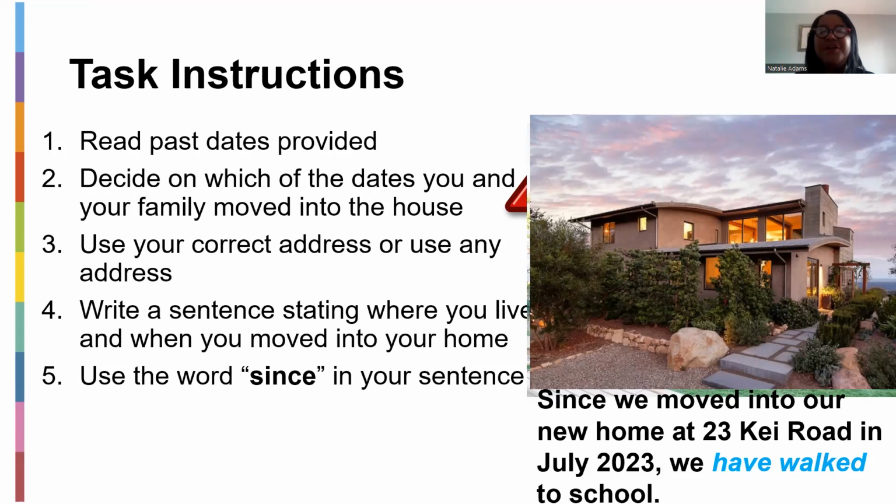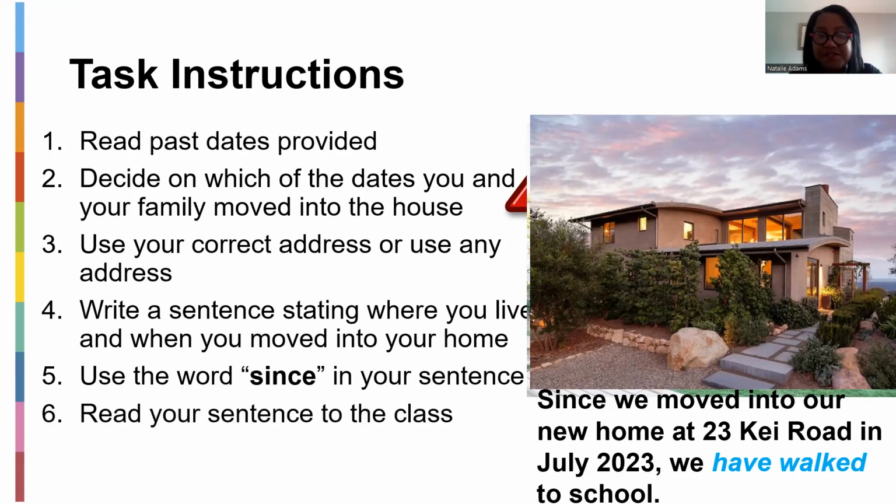And this is how you can use a task where there is not really a grammar rule that they have to follow, but they are actually doing the work. So the sentence will look like, "Since we moved into our new home at 23 Key Road in July 2023, we have walked to school." So there's a lot of things that they have done on their own. They had to decide on a date. They had to decide on an address. Now you ask them to add the word "since," and then you say to them, "we have walked to school." Okay. So "have walked" is important.